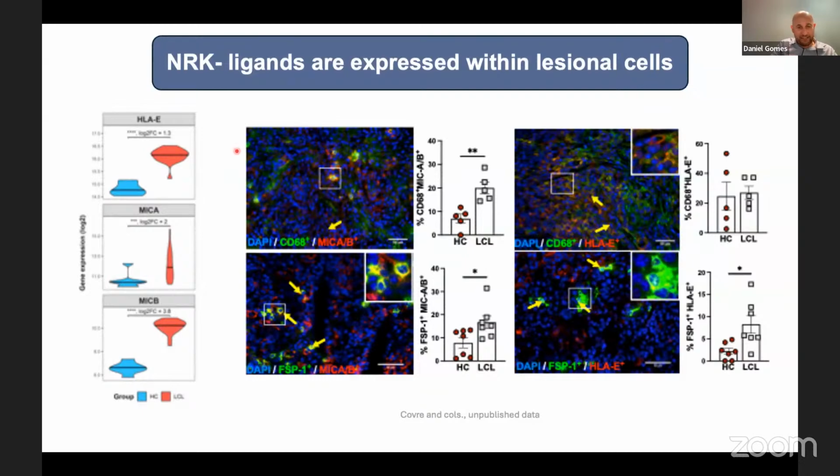So we analyzed by transcriptomics here. You can see HLA-E, MIC-A and MIC-B, all ligands for NKG2D and NKG2C. They were upregulated in lesions. And we also identified cells that were expressing these ligands. So we identified macrophages, monocytes, and also fibroblasts expressing those ligands in the lesions.